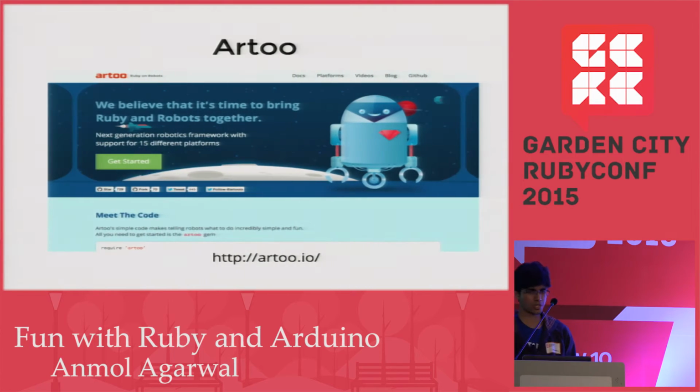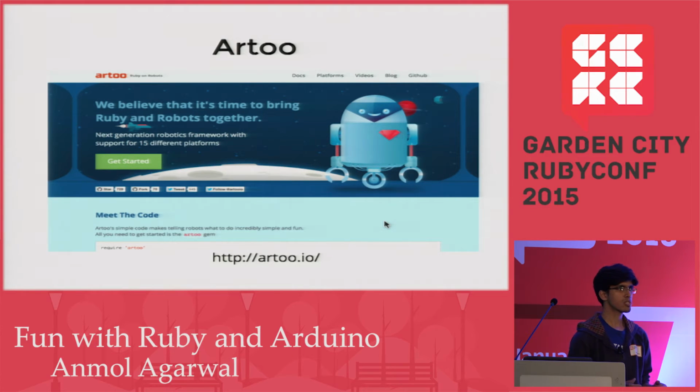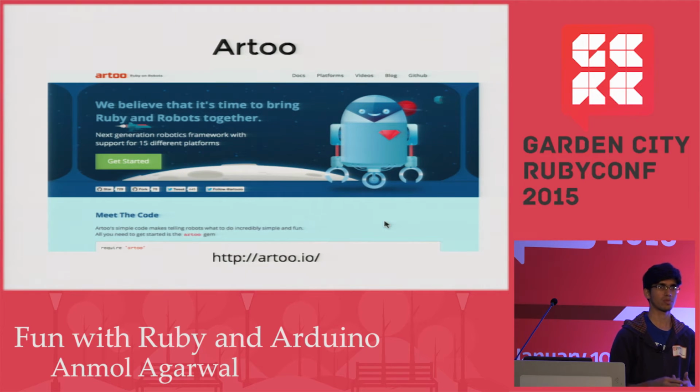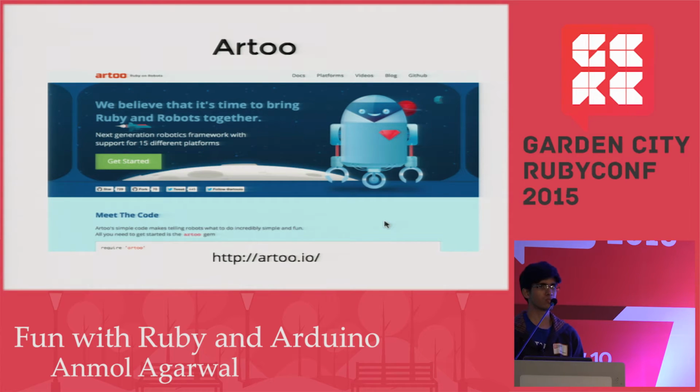Next is R2. R2 is a very extensive Ruby library, and I highly recommend you guys check it out. R2 is Ruby on robots, and as you can see, we believe that it's time to bring Ruby and robots together. And it's very extensive because if you check out this website, it supports the platform not just of Arduino, but also Raspberry Pi, BeagleBone, Sphero, joystick, even drones. So you could really build a lot of stuff in this.